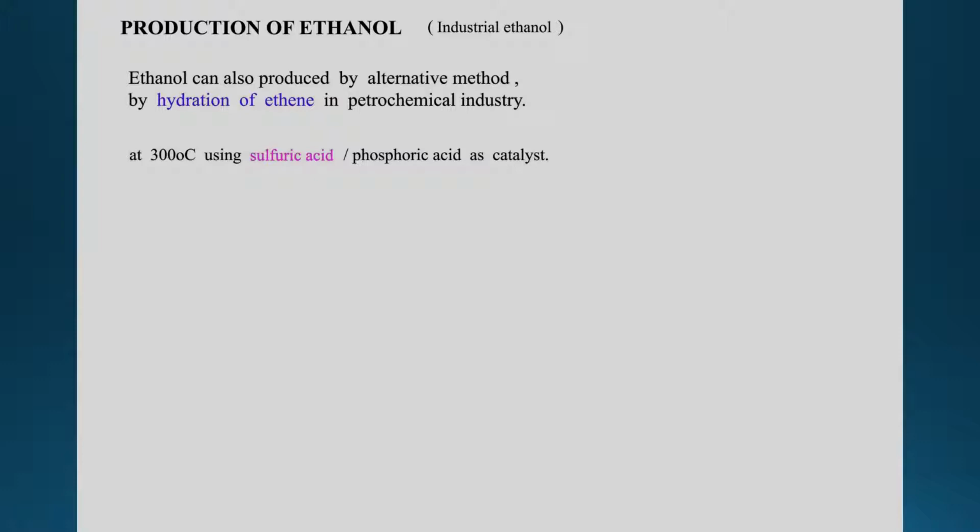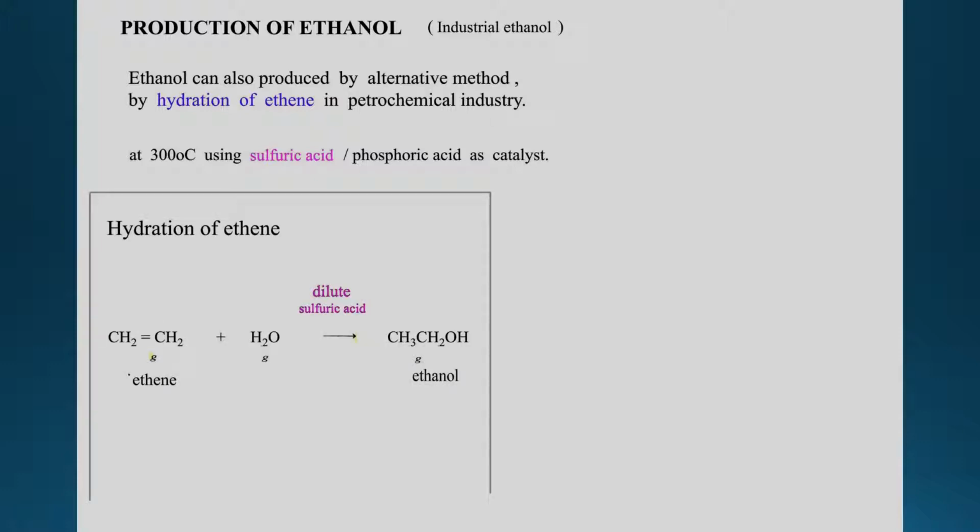The production of ethanol for industrial alcohol is another way. This way is quite a shortcut. It's by hydration of ethene. Hydration of ethene: you need 300 degrees with the help of sulfuric acid as catalyst. How do you hydrate ethene? Hydrating means add water. So when you have ethene with water under dilute sulfuric acid at 300 degrees, it will become ethanol.